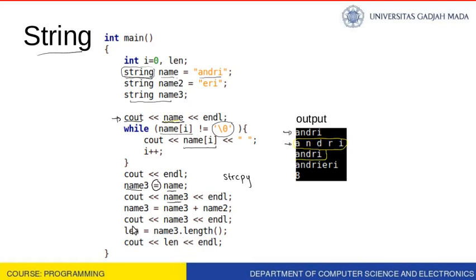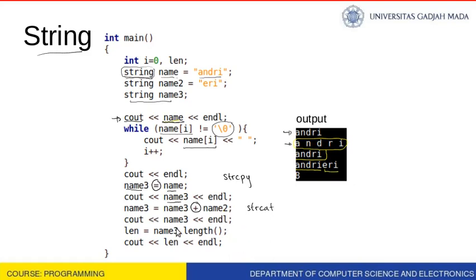And then you can also do an addition operation. This is just like when you do string concatenation. You can see here that the output is the value of name3 plus the value of name2.